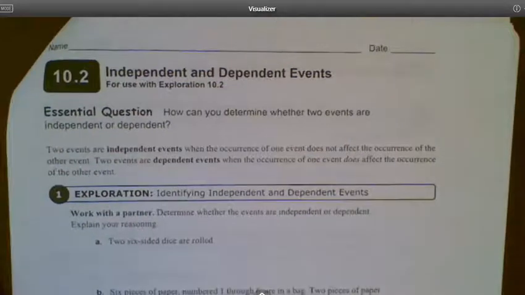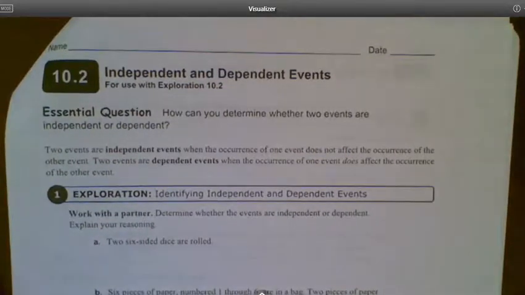Alright guys, welcome to 10.2. So this is going to be the first half, and then we'll do part 2 in the next video. What we're looking at on these guys is the difference between independent and dependent events.